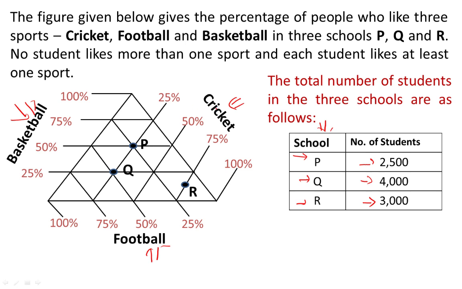And how do we connect this percentage and school? Look at this 25%. On this 25% line, I have two schools, school P and school Q. That means from school P, 25% of its students like cricket. What is the total number of students in school P? That is 2500. That means 25% of it likes cricket. So is the case of Q. Q is falling on the 25% line. So 25% of students of school Q like cricket.